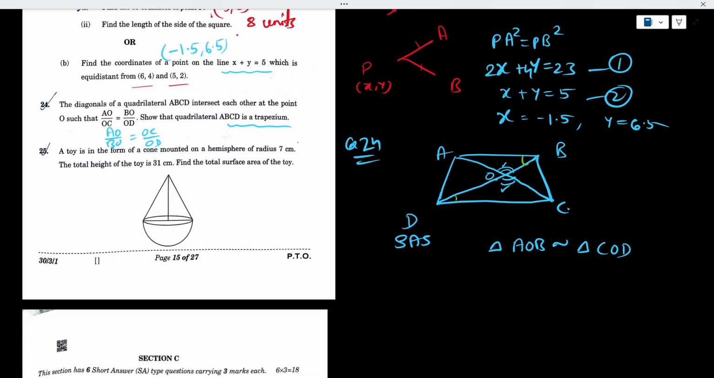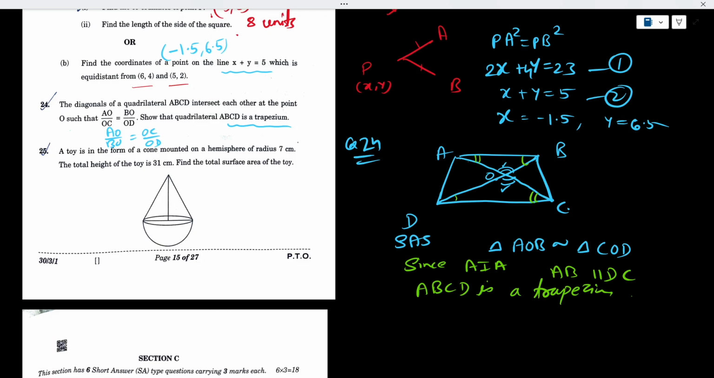Because they are similar triangles, corresponding angles are equal. So angle B will be equal to angle D, and this angle is equal to this one. Since alternate interior angles are equal, AB is parallel to DC. AB parallel to DC means ABCD is a trapezium, right? So again this question is based on triangles.